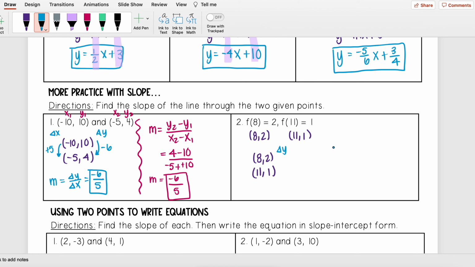I know that m is equal to my change in y over my change in x. So to get from 2 to 1, I need to subtract 1. And then for my change in x, to get from 8 to 11, I need to add 3, because 8 plus 3 gets me 11. So my slope here is -1/3.